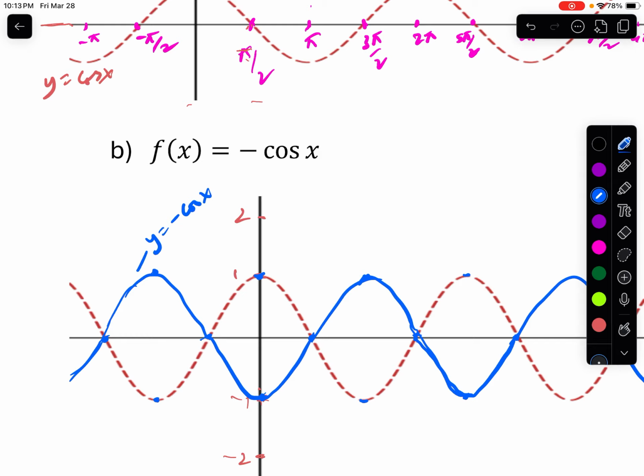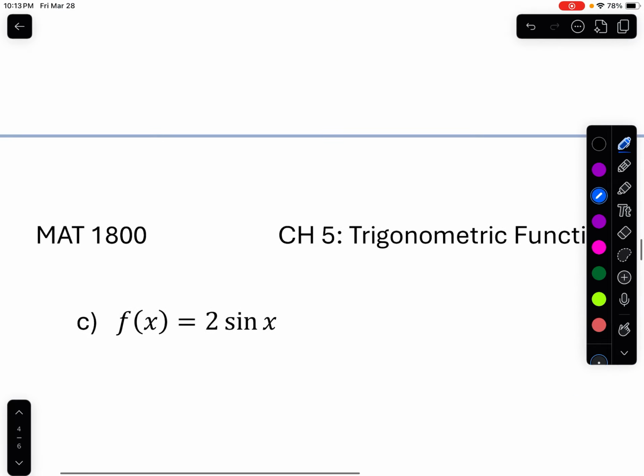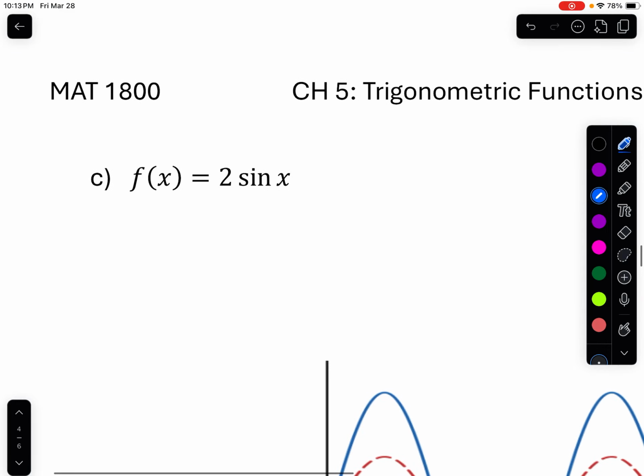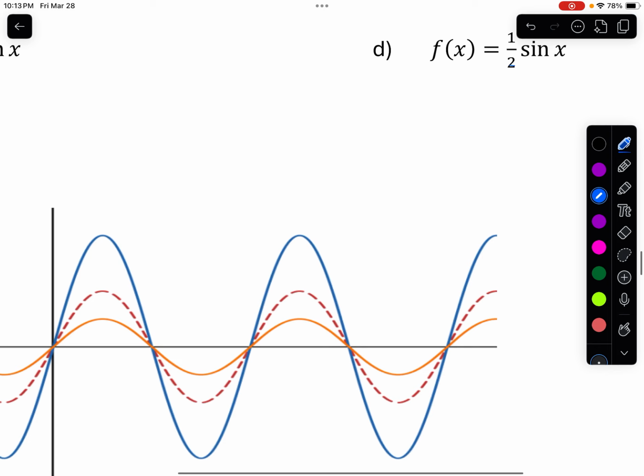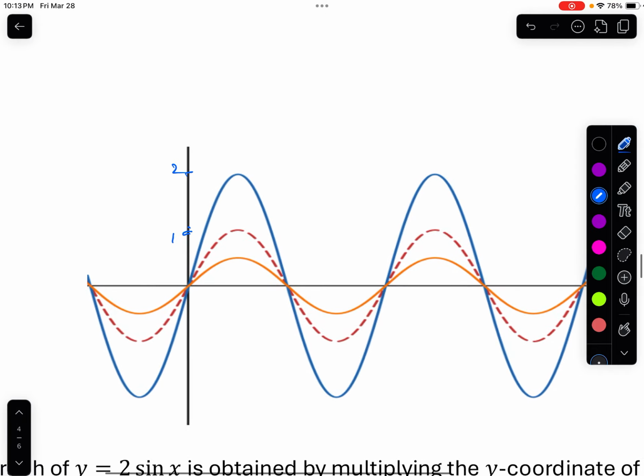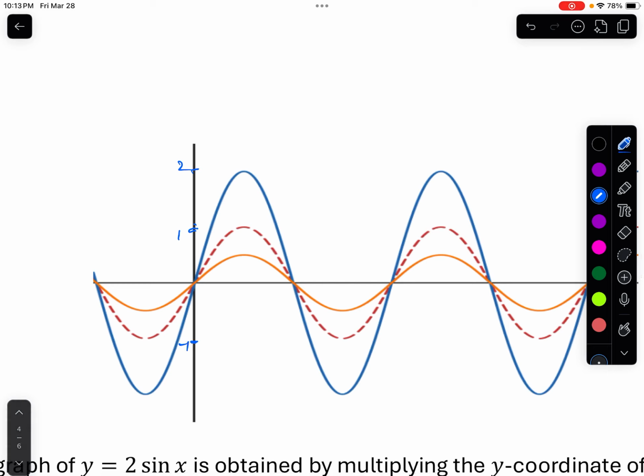Okay, so let's see what happens here. So these are two graphs that I'm looking at. One is 2 sine x and the other is 1 half sine x. So what does it do? So this is 1 height, and this is 2. This is -1, this is -2, and you can see this will be like -1/2, and this will be 1/2.